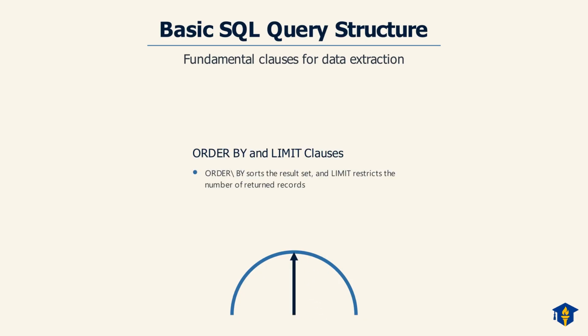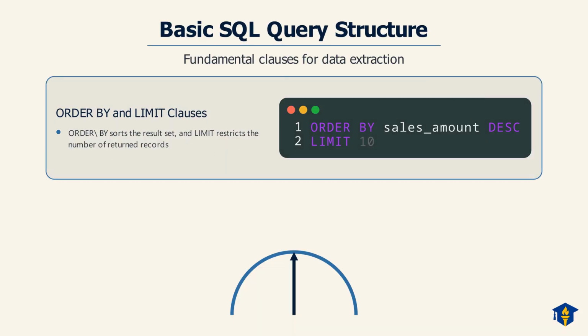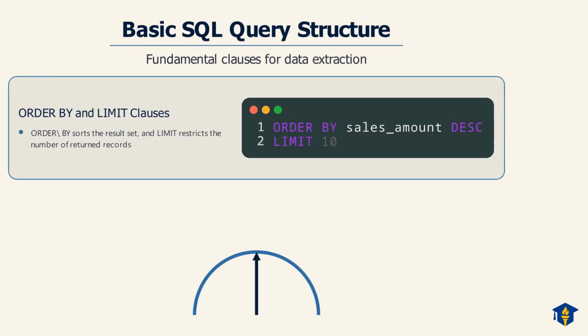Finally, the order by and limit clauses help organize and restrict results. Order by sorts the result set and limit restricts the number of returned records. This sorts by sales amount in descending order, then limits the output to 10 records.